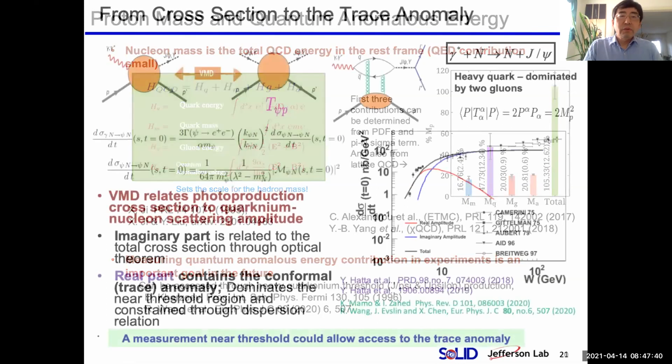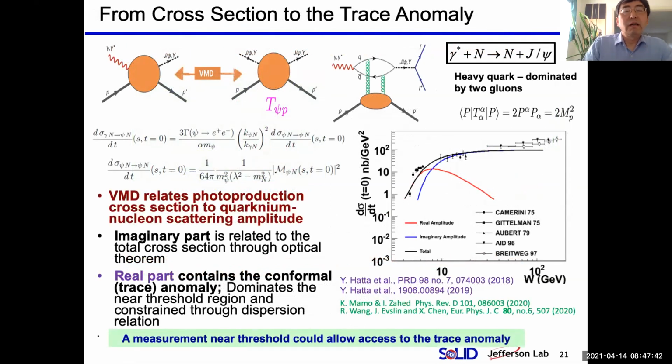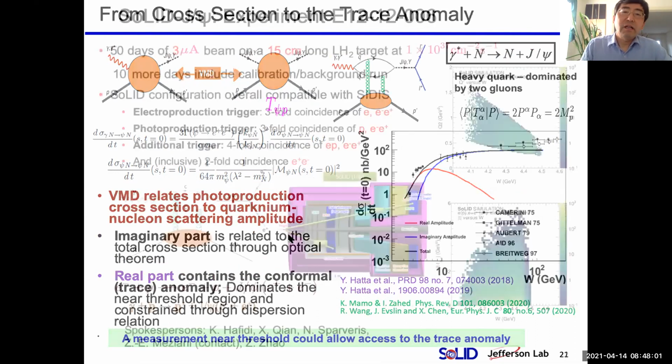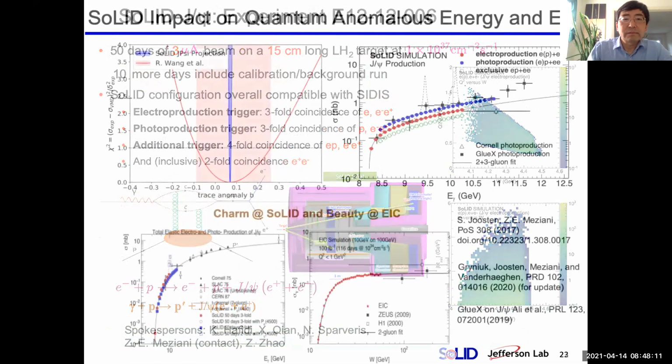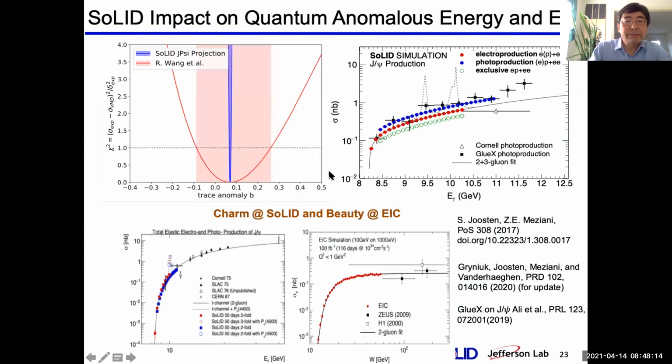From measurement of the threshold heavy quark cross sections, you can get to the trace anomaly, and you use approximations, vector meson dominance. The real part directly relates to the trace anomaly. Okay, there are a lot of theoretical studies. So this experiment will measure both photoproduction and electroproduction, with high precision. So these show the precisions.